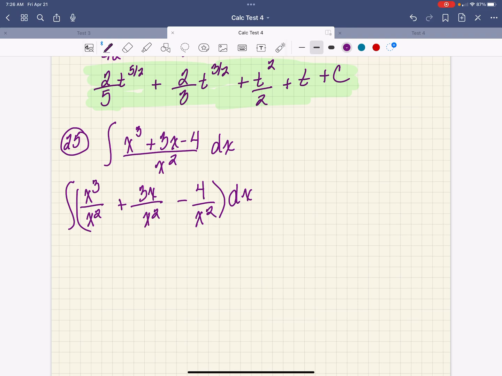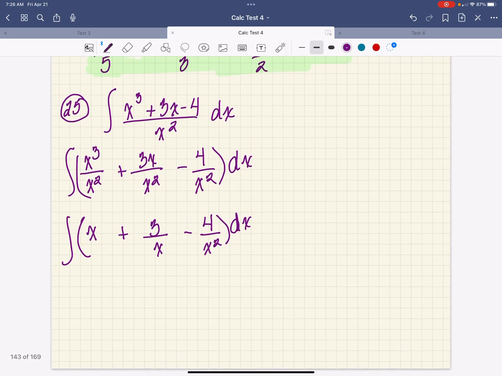Okay, now I'm going to simplify that. So I'm going to have x plus 3 over x minus 4 over x squared. Okay, and we'll go ahead and leave it like this. Just remember that this right here is x to the -2, because we can't use that rule for integration for that. So we're going to go ahead and find the antiderivatives here.